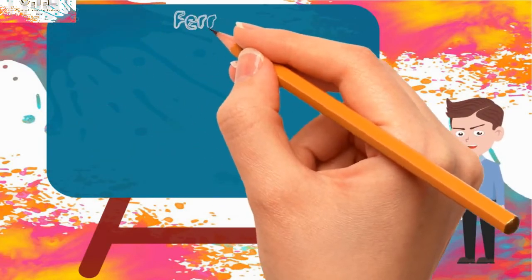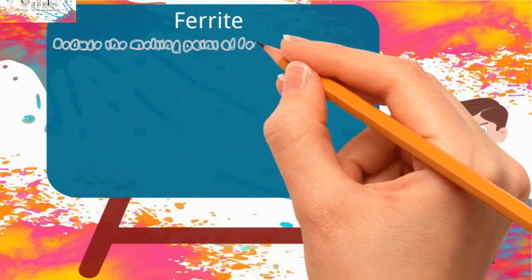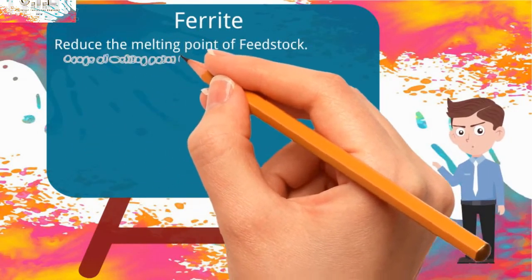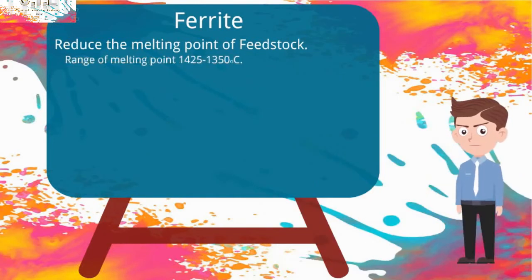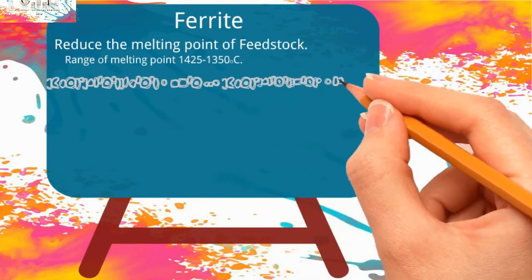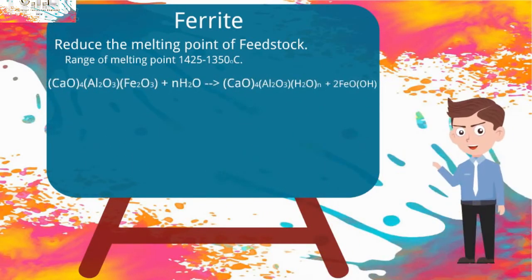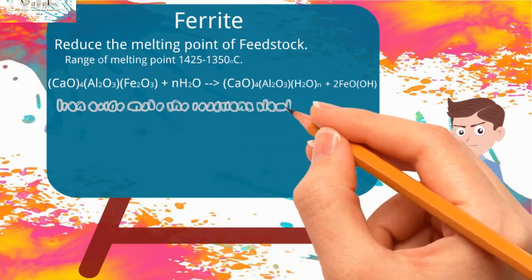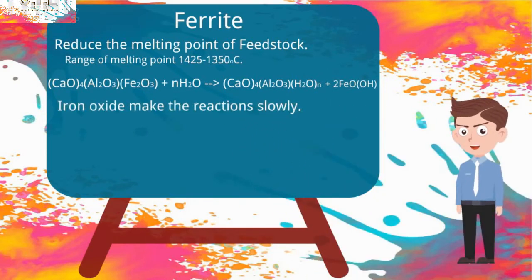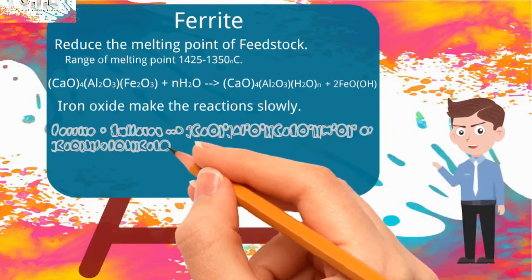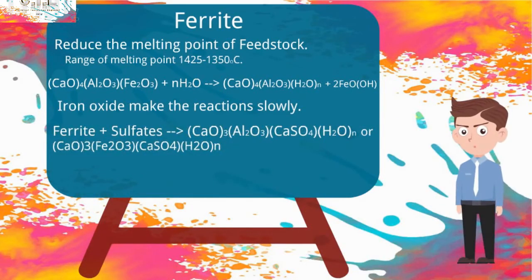Whereas ferrite is mainly useful to reduce the melting point of the feedstock to about 1425 to 1350 degrees Celsius. In hydration, ferrite forms hydrated tetracalcium aluminate and hydrated iron oxide gel in a fast reaction. And the iron oxide gel makes a layer on the ferrite crystals and makes the next reactions slower between ferrite crystals and the soft sulfate to form AFm phase, which comes in two forms. There is little research about this compound, so there is not enough information about it.